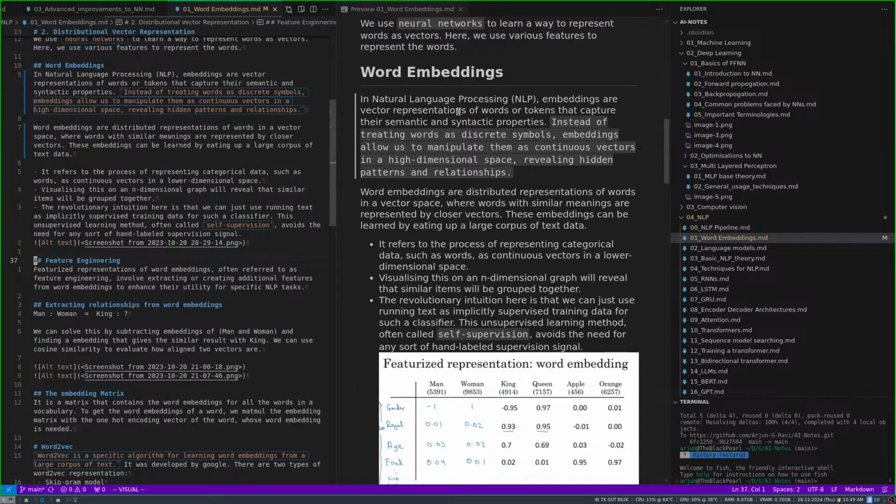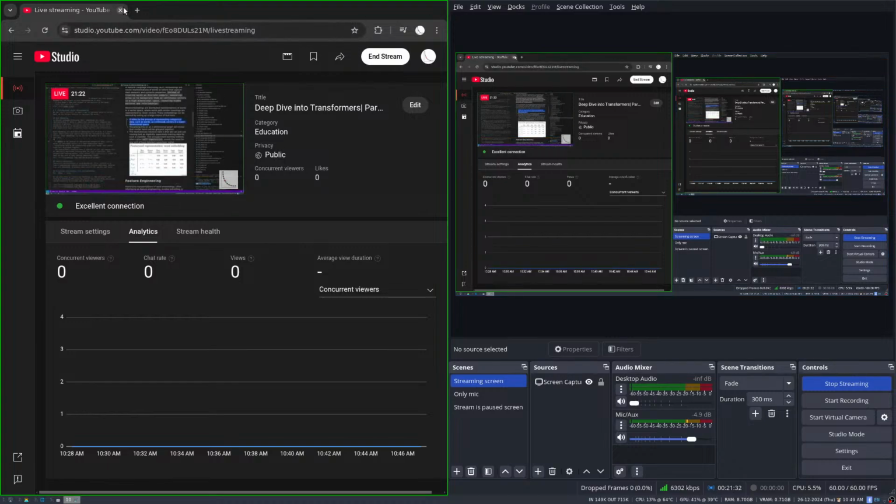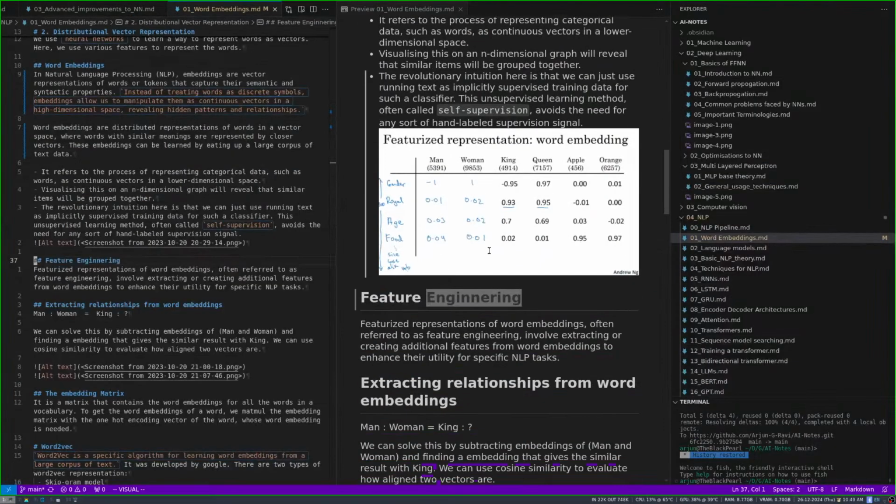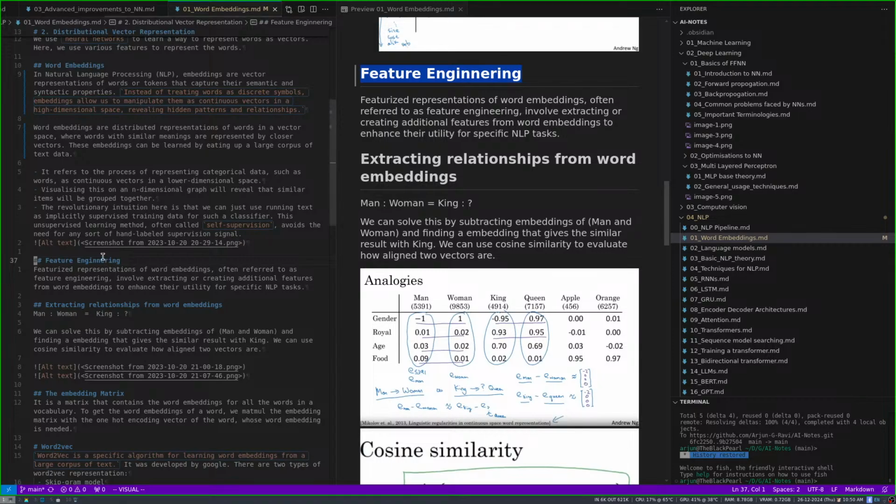Physics and engineering. Yeah. Everything was software engineering.